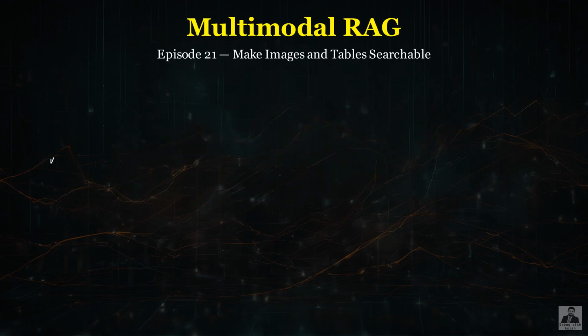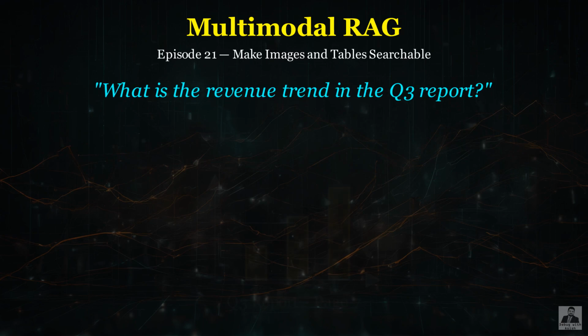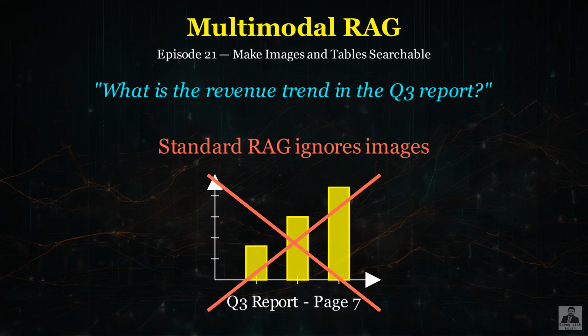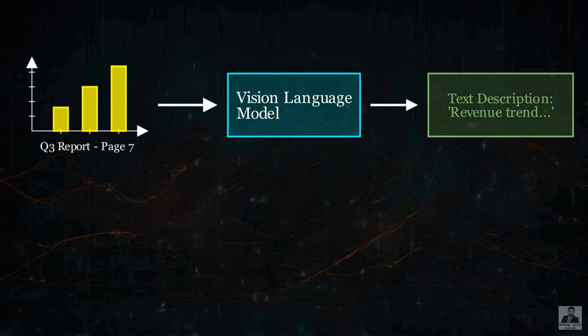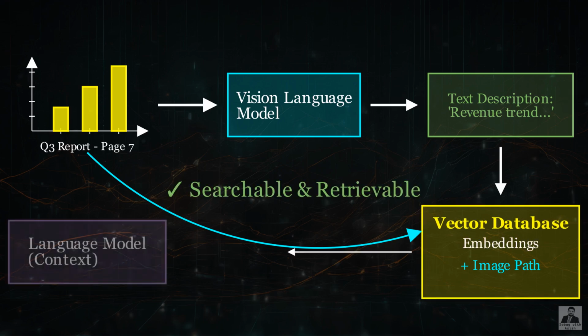A user asks about the revenue trend shown in the Q3 report. The answer is in a bar chart on page 7. Standard RAG never touches that chart. It only processes text. Multimodal RAG passes each image through a vision language model to generate a text description, embeds that description, and stores it in the vector database alongside the original image path. Now the chart is searchable, retrievable, and can be passed directly to the language model as context.